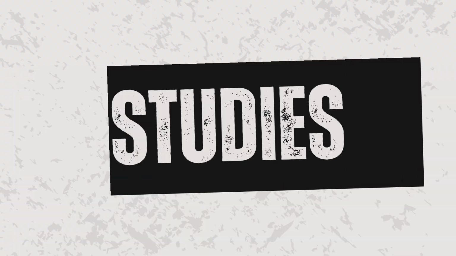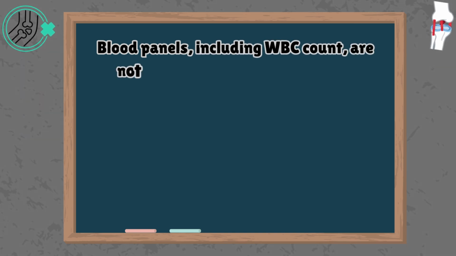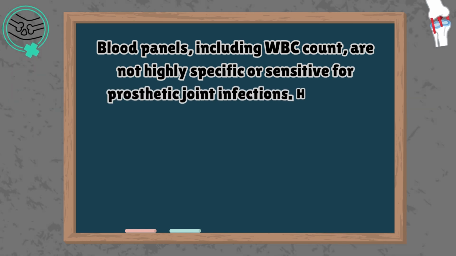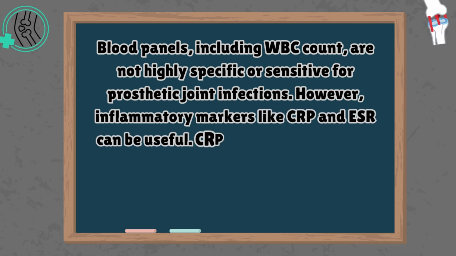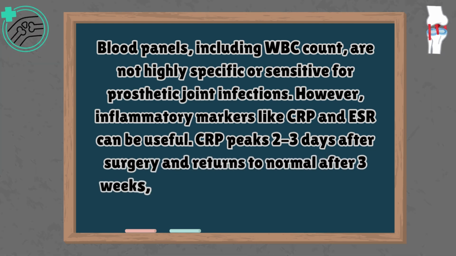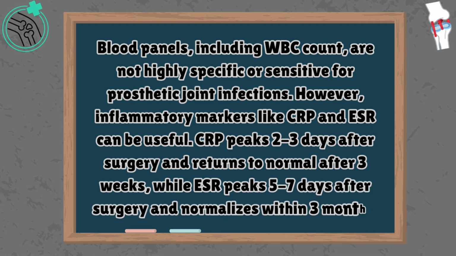Studies in PJI. Blood panels, including WBC count, are not highly specific or sensitive for prosthetic joint infections. However, inflammatory markers like CRP and ESR can be useful. CRP peaks 2 to 3 days after surgery and returns to normal after 3 weeks, while ESR peaks 5 to 7 days after surgery and normalizes within 3 months.